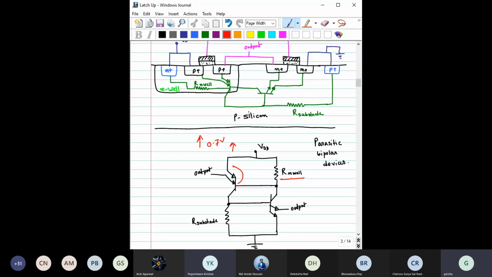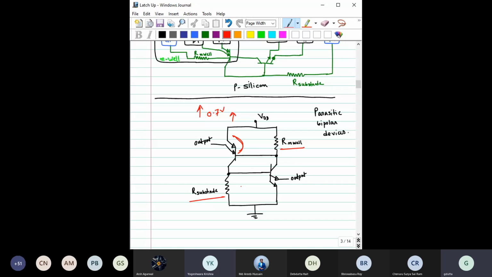And say a couple of assumptions. Say this R n-well is very large, and so is R substrate. So these two, R n-well and R substrate, are very large. So if there is a sudden spike, then that spike will immediately influence this PN junction, by forcing this PN junction to be forward biased, right?